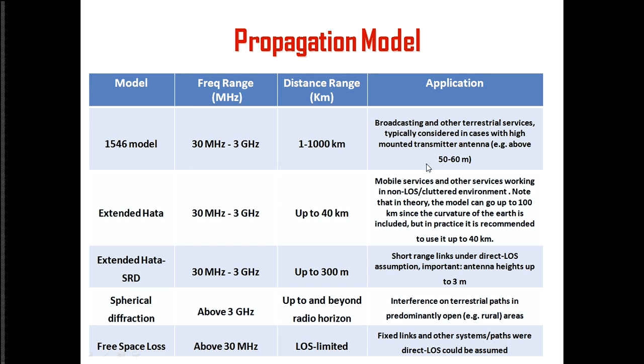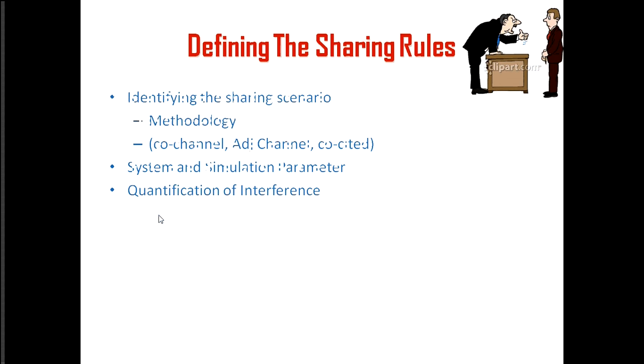And for the propagation model, it depends on what system you're using. For example, if you're broadcasting, use the RTM model. If you're using mobile, use the HATA. Each of these has its own specification, the range of frequency and the distance also. We also have short range devices, or spherical diffraction, or you can use the very general one, which is the free space loss, which is a very ideal case.